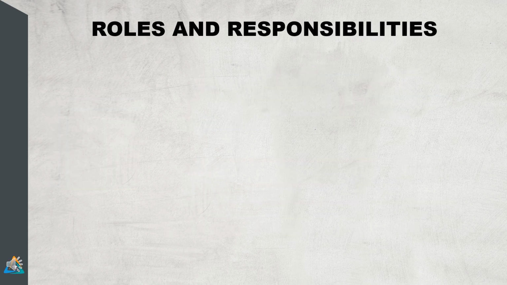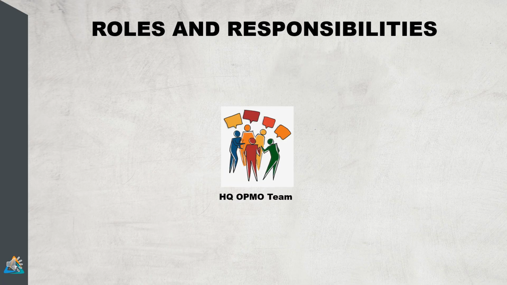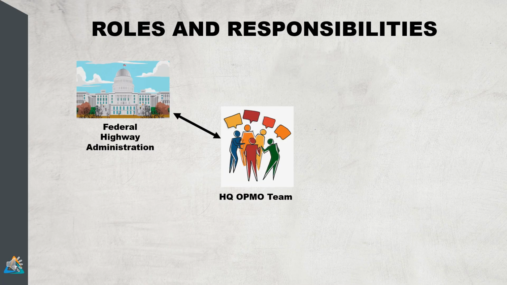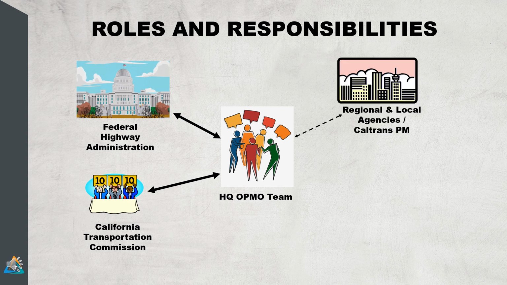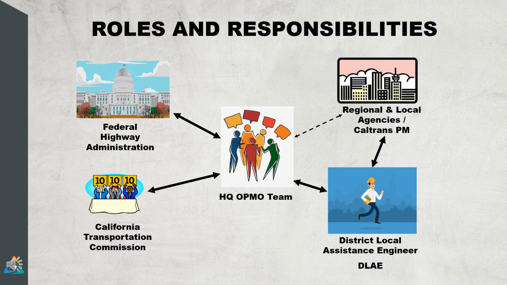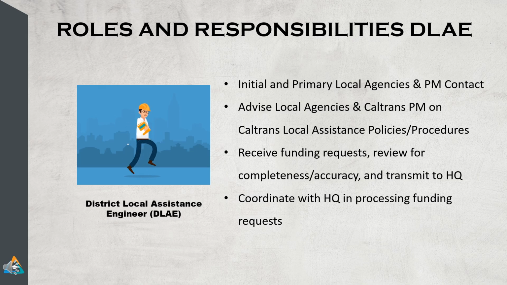At the headquarters level, we act as liaisons between everyone. We primarily act as a go-between among our district offices and FHWA and CTC. We also interact with local or regional agencies and Caltrans project managers, but try to accomplish most of our project-related work through our district offices. Most of you work at the district level.